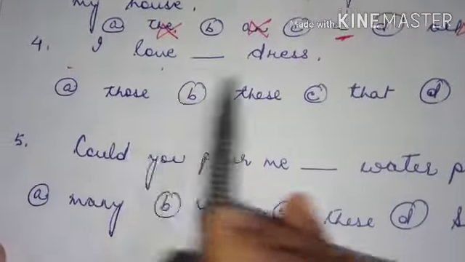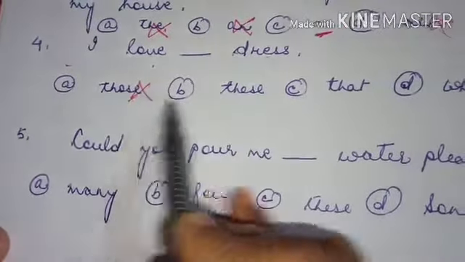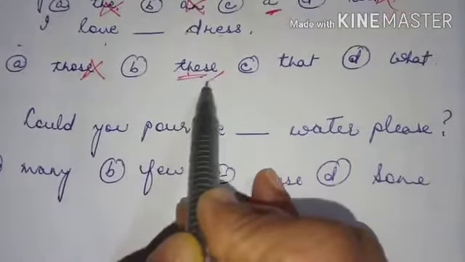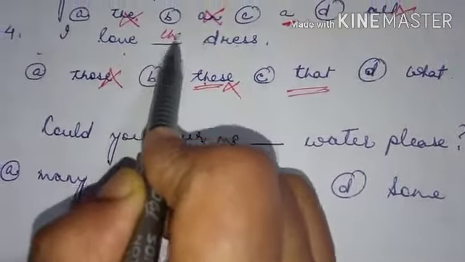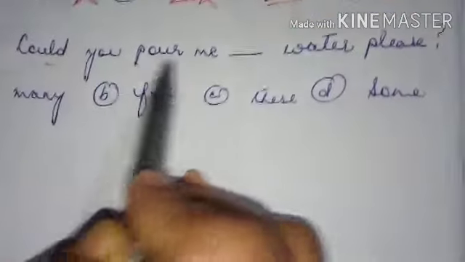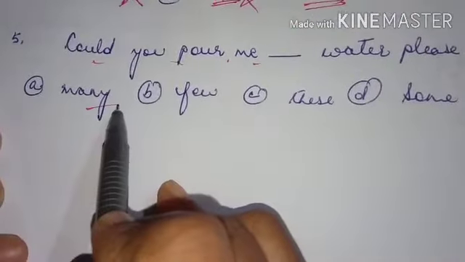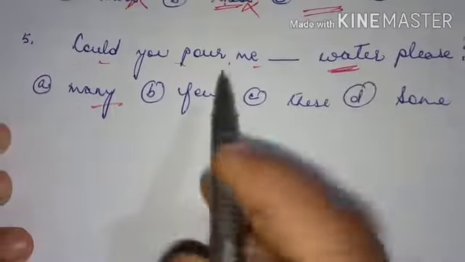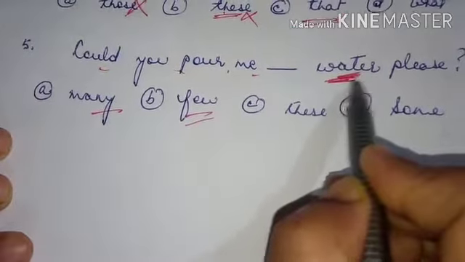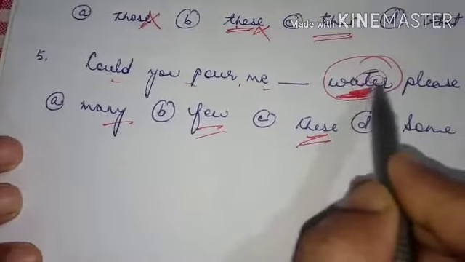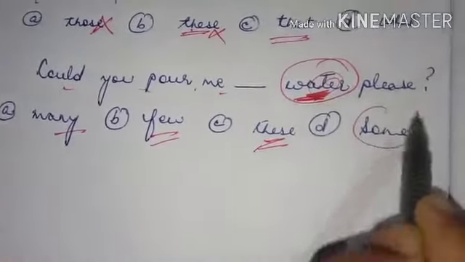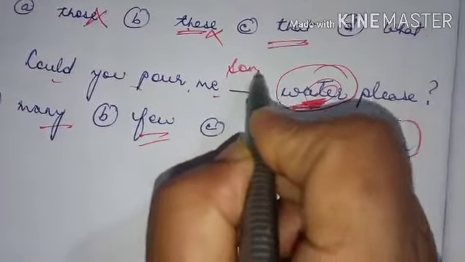Then I love those dress. No, it is wrong. These dress. No, it's plural. No, it's wrong. That dress, demonstrative determiner. So it is the correct answer. Could you pour me many water? No, it is not a countable noun. So few water, again, it's not a countable noun. These, no, it cannot be these because it is an uncountable noun. So can you give me some water is the correct answer.